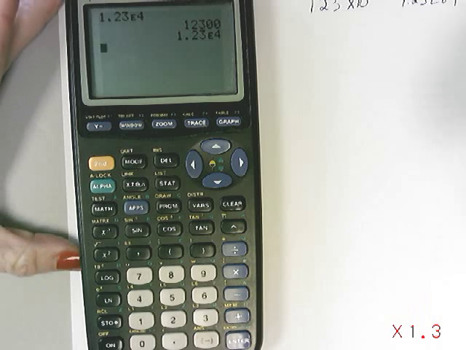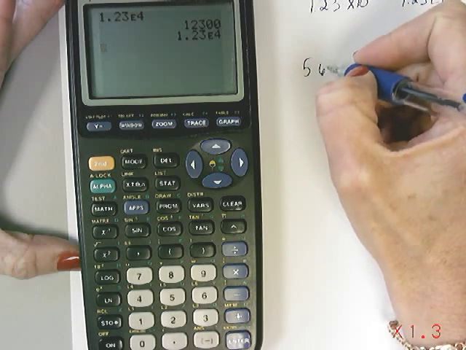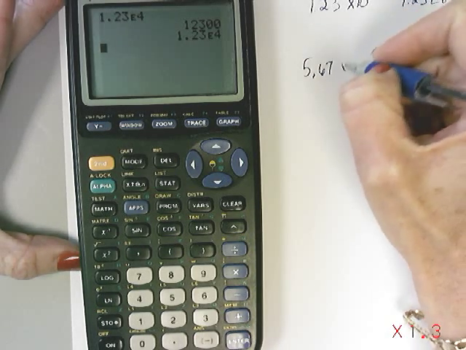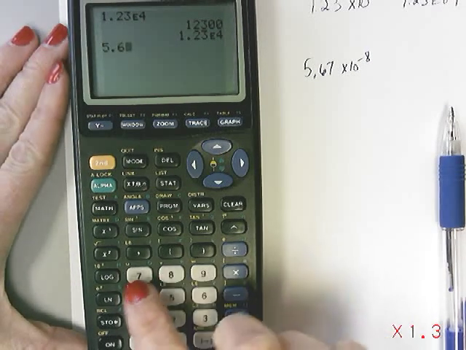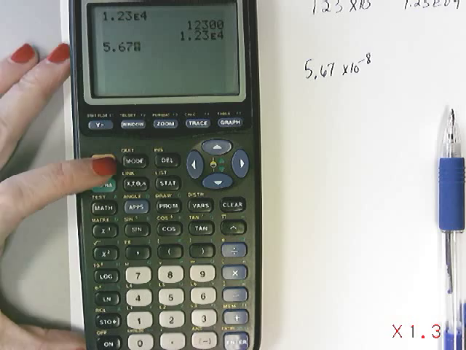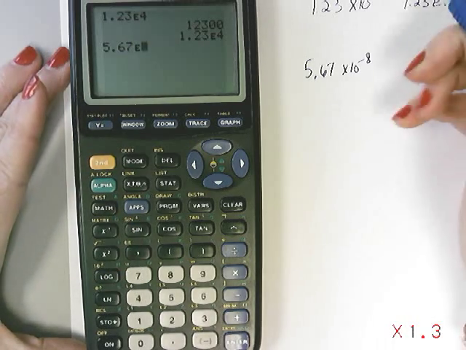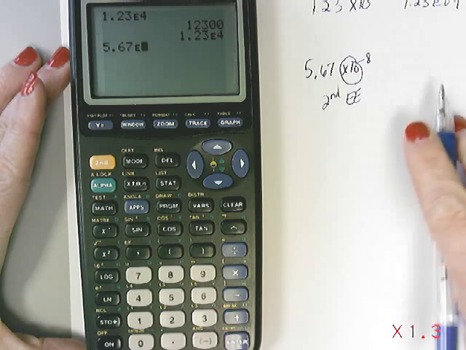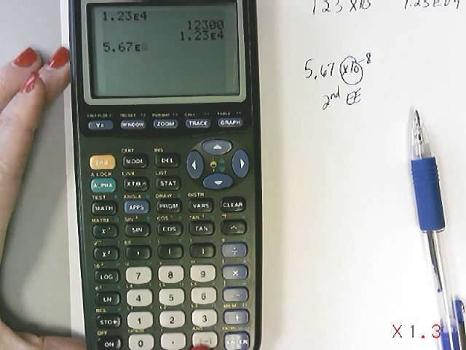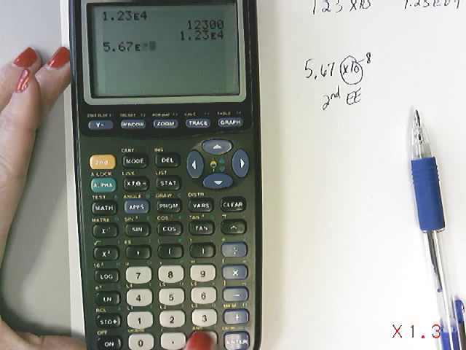Okay. If I do another number, this one is going to be 5.67 times 10 to the negative 8th. This has a negative exponent, so I'm going to do 5.67. I'm going to do second EE again for that times 10, so that whole part is taken care of by the second EE. And I'm going to have to hit the negative sign down here at the bottom before I hit the 8, and I'm going to hit enter.